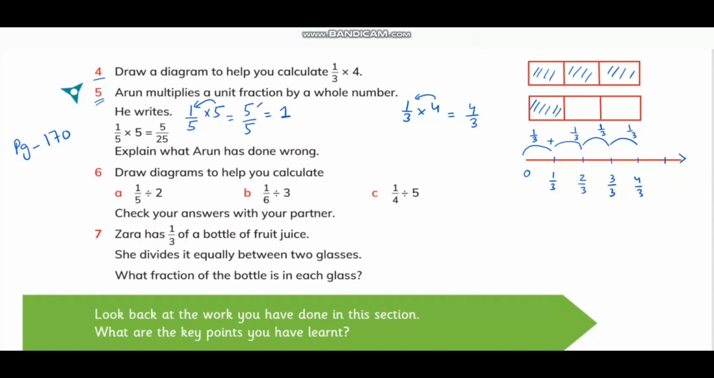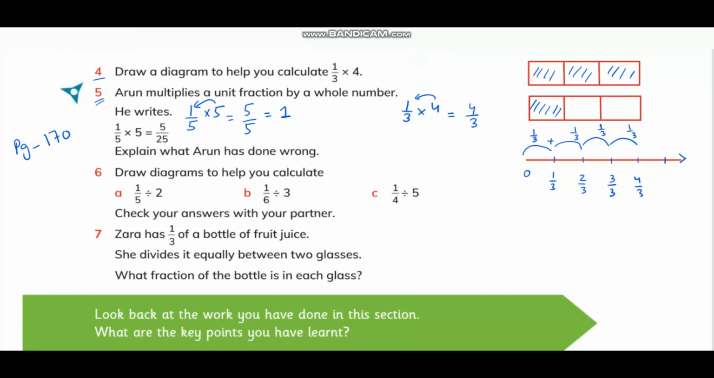Why? Because 5 and 5 divide each other. So we can cut them. Are they in the same table? Yes. 5 times 1 is 5, 5 times 1 is 5, so the answer will be 1. Got it? For example, 6 by 6, the answer will be 1. If we have the same number in the numerator and denominator, the answer will be 1 every time. If we have 15 by 15, the answer will be 1. 100 by 100, the answer will be 1. I hope you understand this concept.